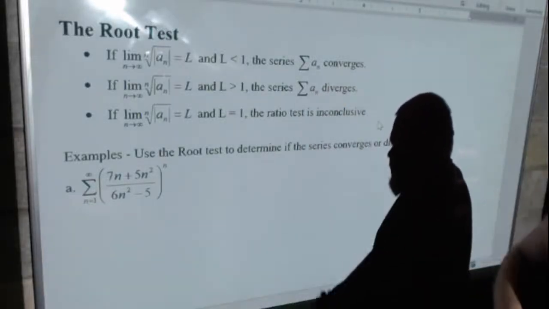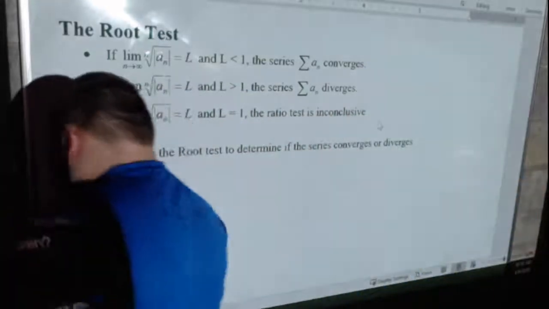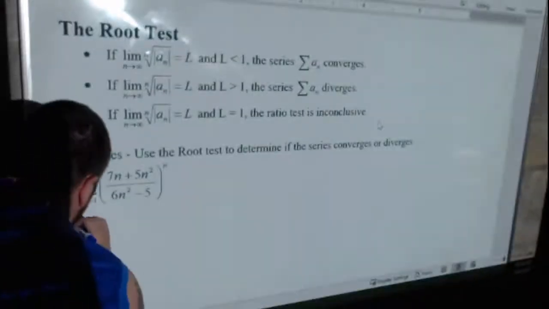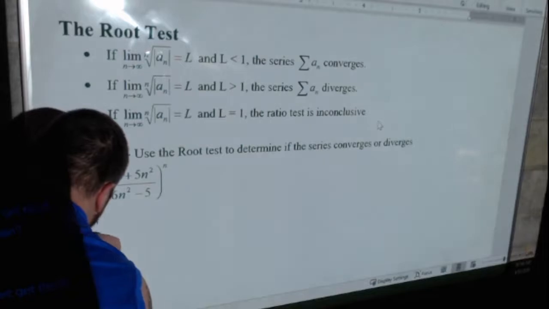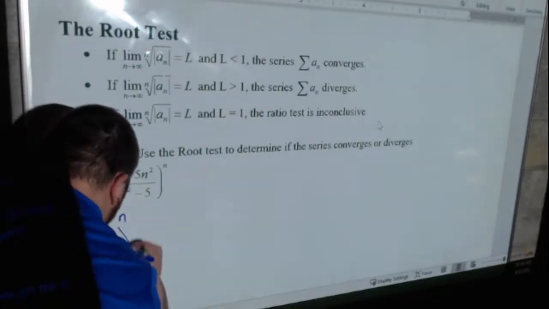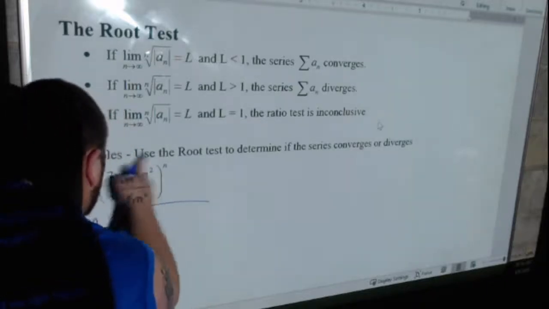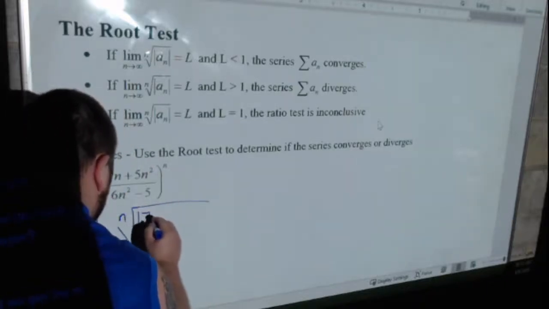So let's try the first one. Limit as n approaches infinity, nth root of the absolute value of this entire term.